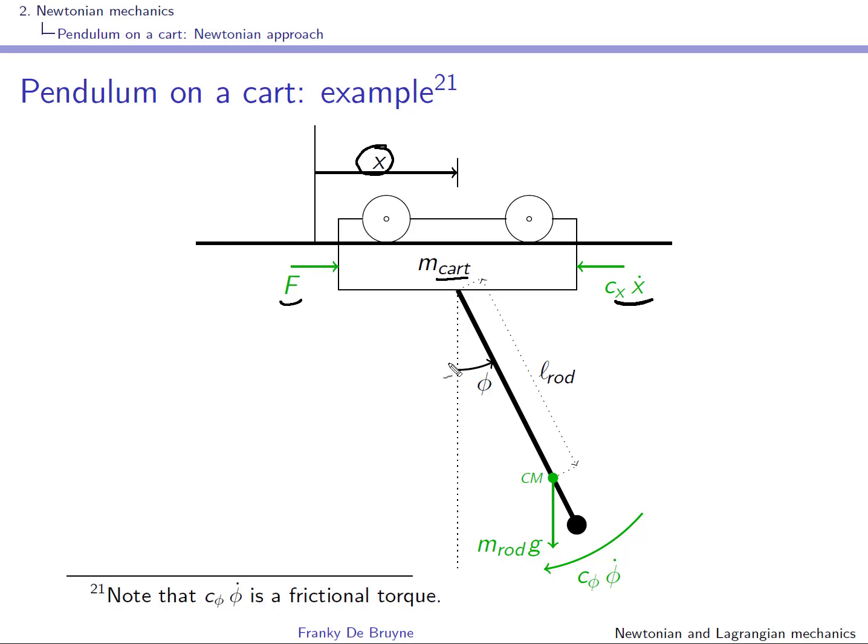Below the cart you have this pendulum. It's a rod of a certain length. It has a certain mass, and then you have this end mass. The whole system has a certain center of mass, which is here, and it's here that gravity is acting. And there is also a frictional torque, which is this one.